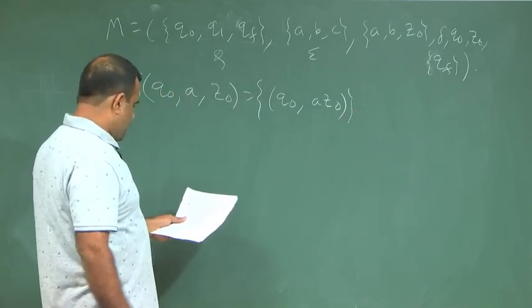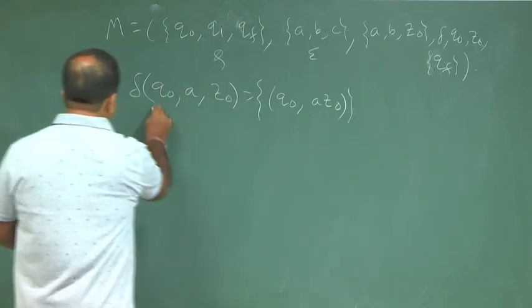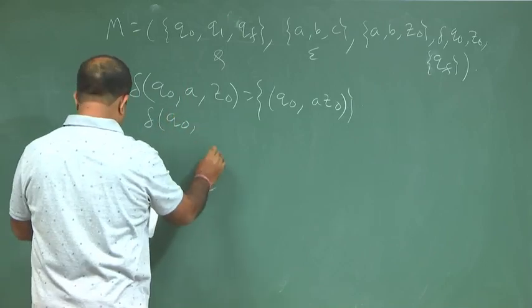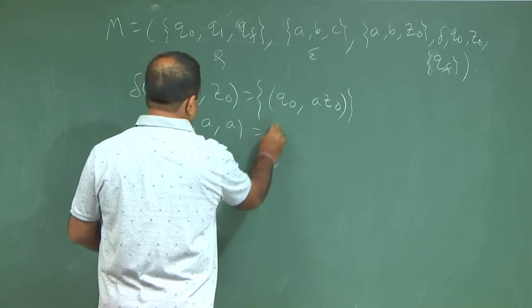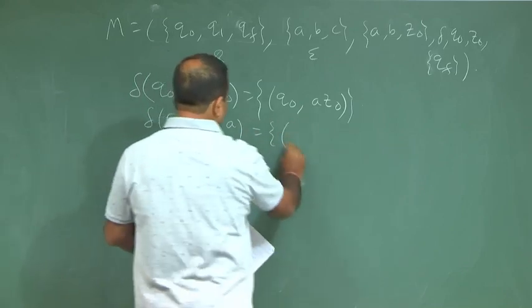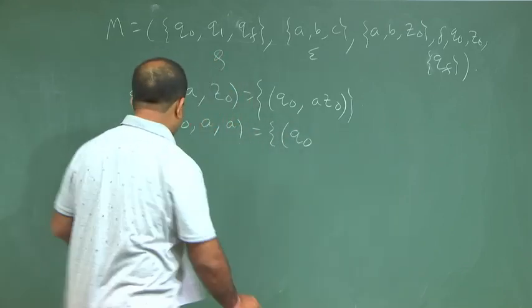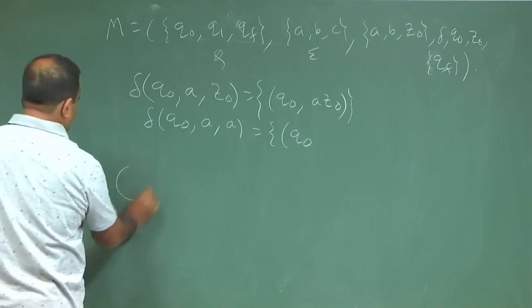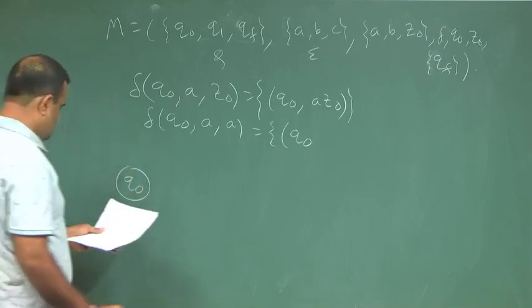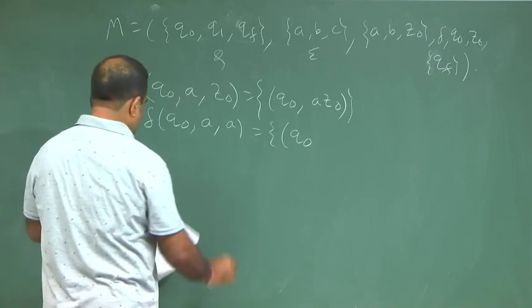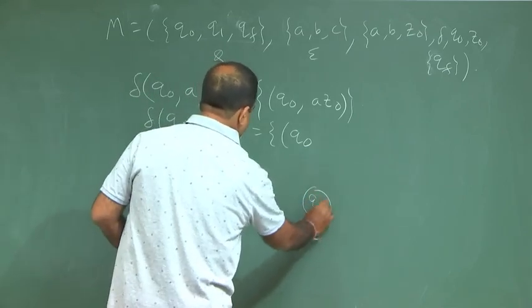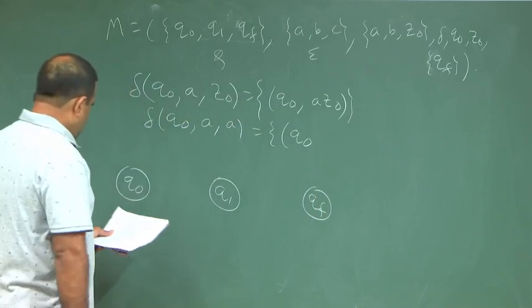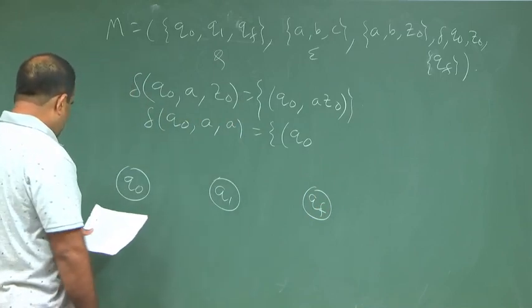and delta of Q0 A is equal to, we can write this in a graphical form. So this is Q0, and we have Q1 and then Qf. So we define delta of Q0 A.